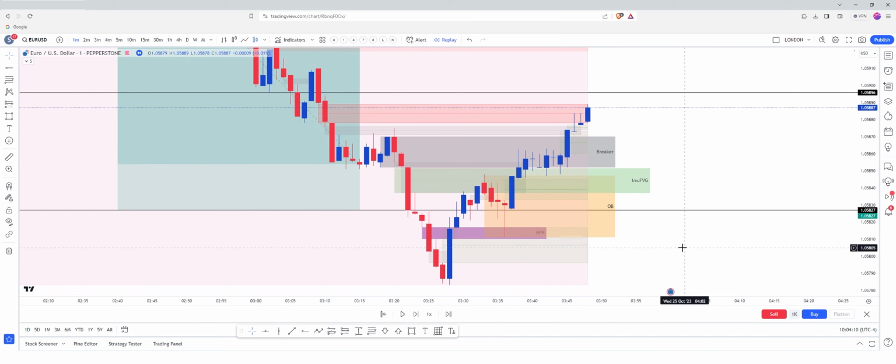So what I need is protection from 3 PD arrays at least. So I've got a bullish fair value gap, I've got a breaker block, I've got an inversion fair value gap, I've got this order block. So they're stacking up again. So what my entry was is at the top of this breaker block.